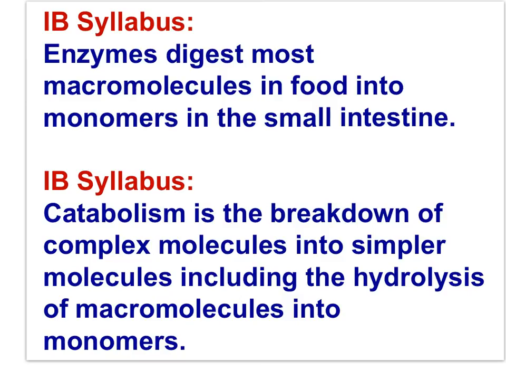Here are 2 relevant IB syllabus statements, the second of which comes back from an earlier unit of study. Enzymes digest most macromolecules in food into monomers in the small intestine. Catabolism is the breakdown of complex molecules into simpler molecules, including the hydrolysis of macromolecules into monomers.